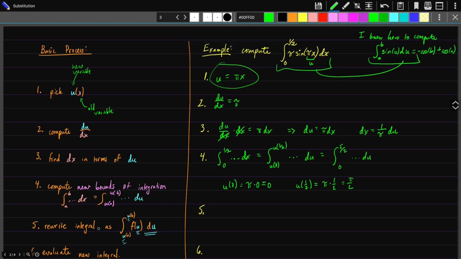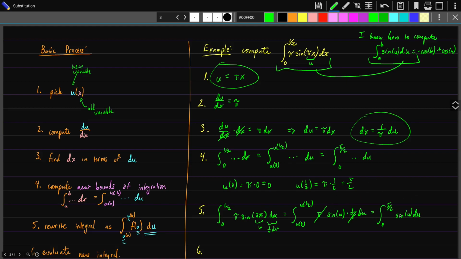So the next step of this process is to rewrite my original integral as the integral from u of a to u of b, f of u du. So my original function was in terms of x, now I want to write it in terms of u. In this case, my original integral was the integral from 0 to 1/2 of pi sine pi x dx, and pi x was equal to u. So this is equal to the integral from u of 0 to u of 1/2 of pi times sine of u, because pi x is u, and dx is equal to 1 over pi du. So I will just substitute that in right here. So now as you can see, this 1 over pi and this pi cancel out, and what I'm left with is the integral of sine u du, and that's actually an integral that I know how to compute.